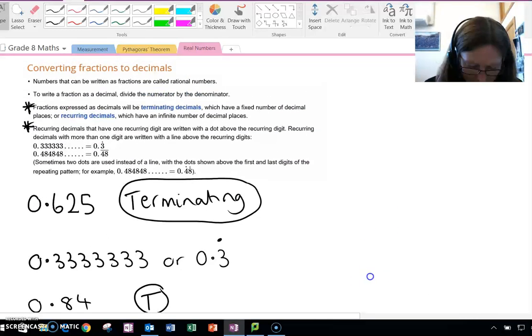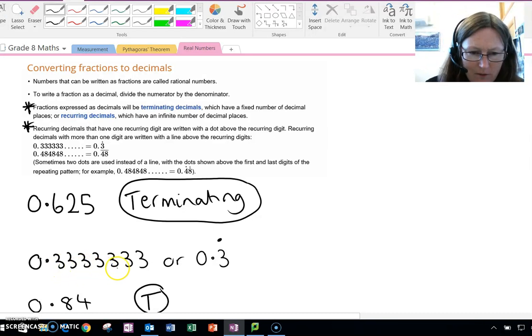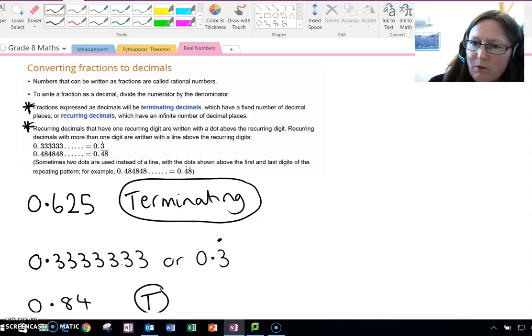So what are the other type? The other type are called recurring decimals. They have an infinite number of decimal places. In other words, they keep going on and on and on. They only stop because we stop writing them or our calculator screen stops or whatever have you. So if you look here, 0.33333, that's going to keep going on and on. I say it stops because our calculator screen stops or we stop writing. So that's called a recurring.